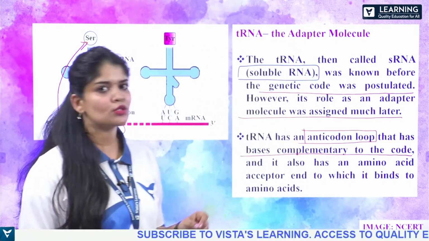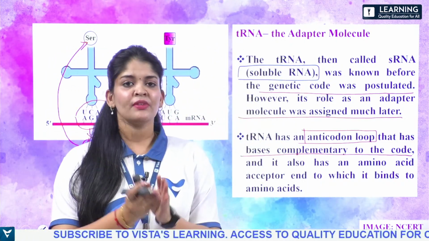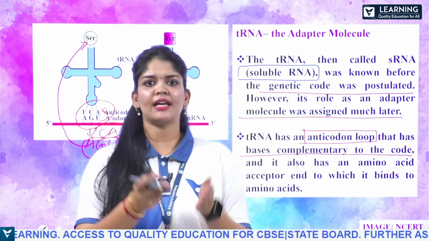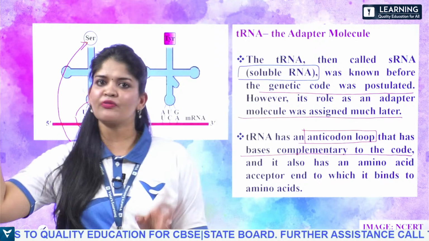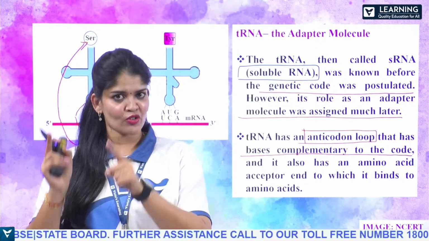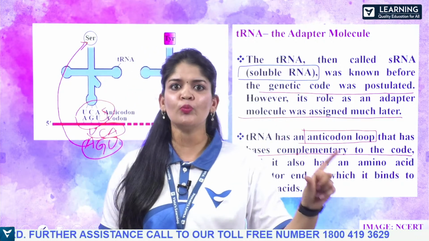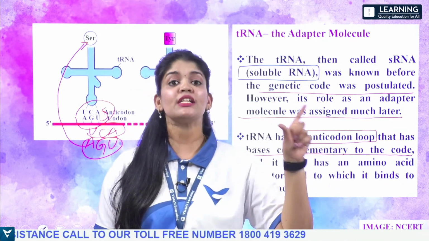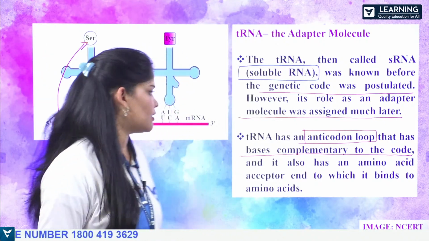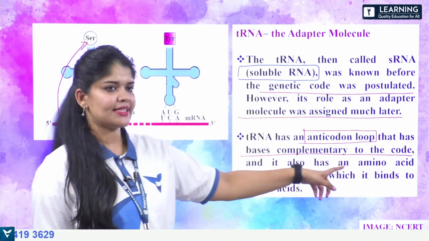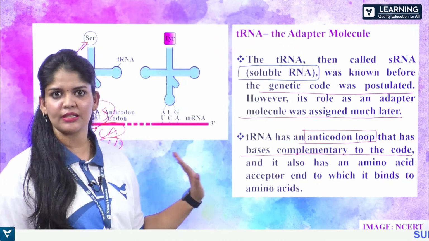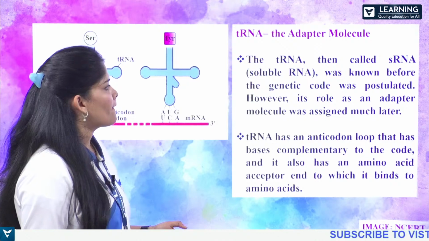This is important. Whatever information is given to the tRNA is coming from the mRNA, and we already know that the mRNA gets the information ultimately from DNA. That is what the genes are finally first transcribed, then translated into protein. The structure of the protein is decided by the sequence of the DNA which is present in the gene. Now, it also has an amino acid acceptor end to which it binds to the amino acid. By this, it is very clear.